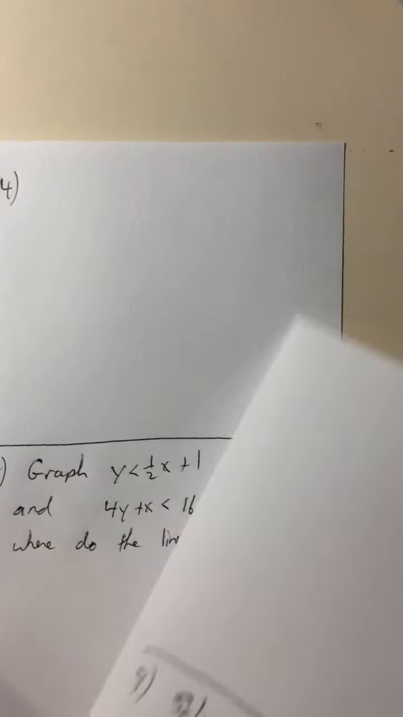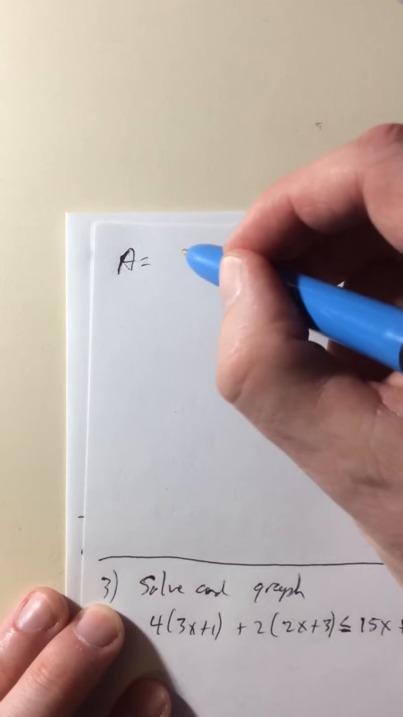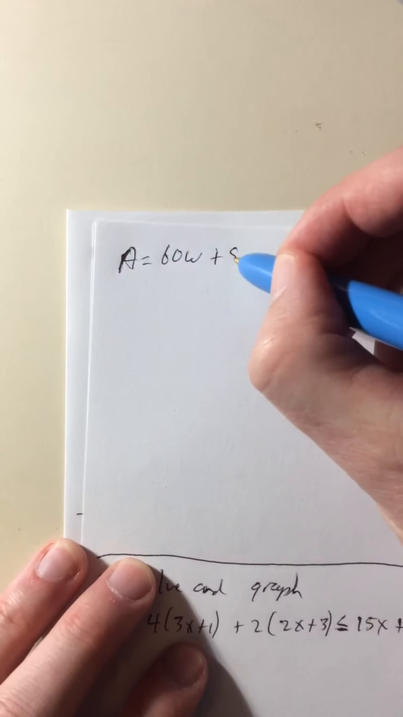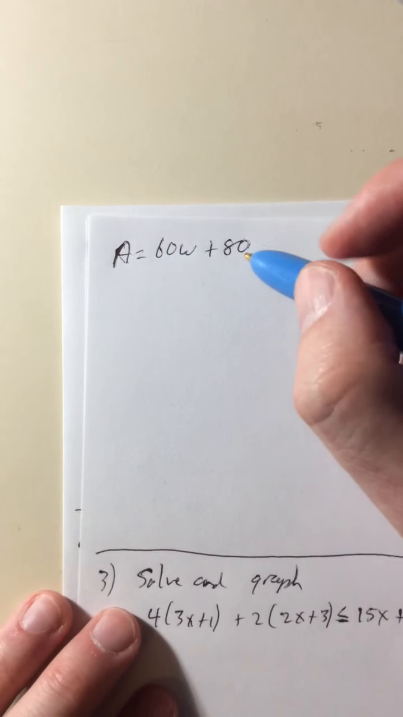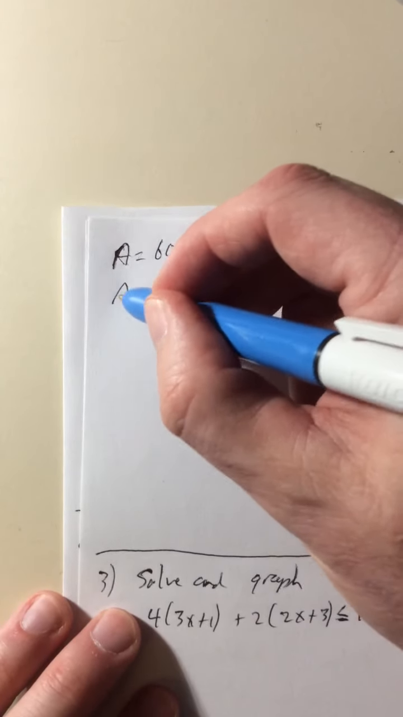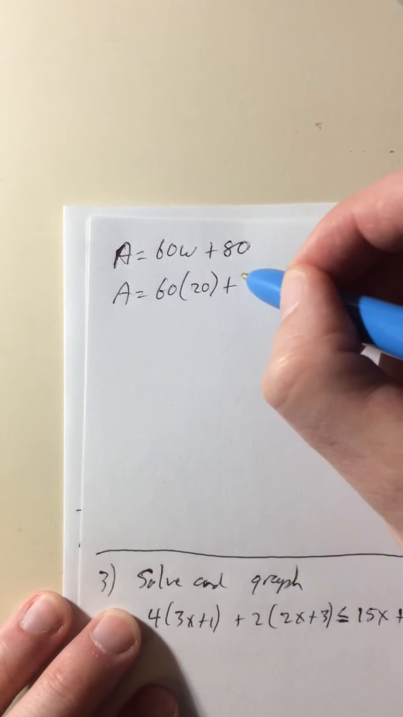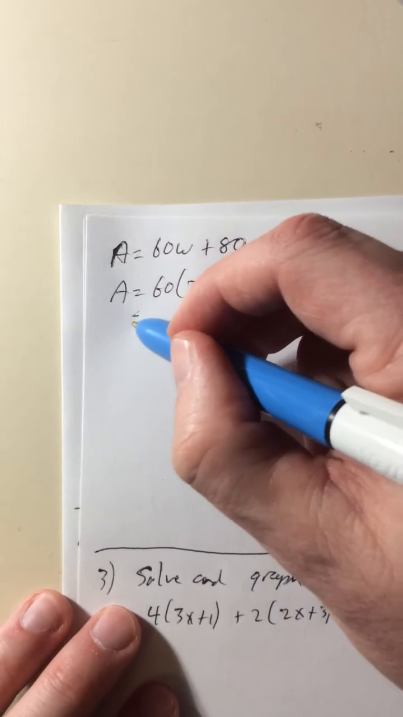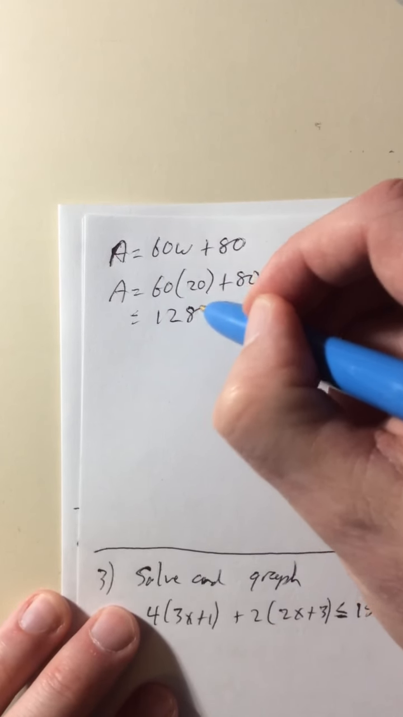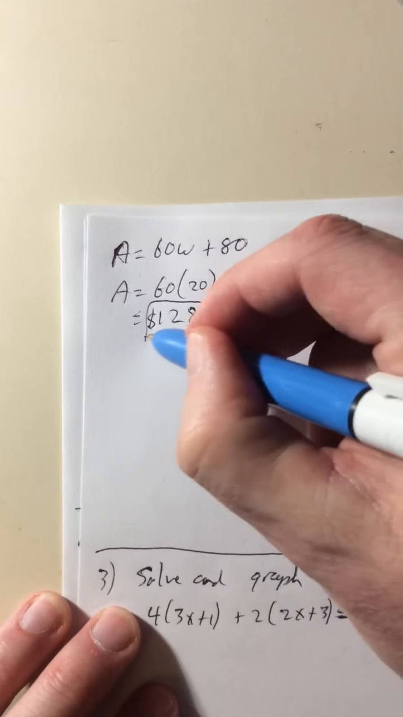So I'm going to use the formula I had at the end there: 60W plus 80. So we want to know, what's his amount after 20 weeks? Well, easy enough. 60 times 20 plus 80. So 60 times 20, that's 1200, plus 80 is 1280. So that's how much Bob has in his account after 20 weeks.